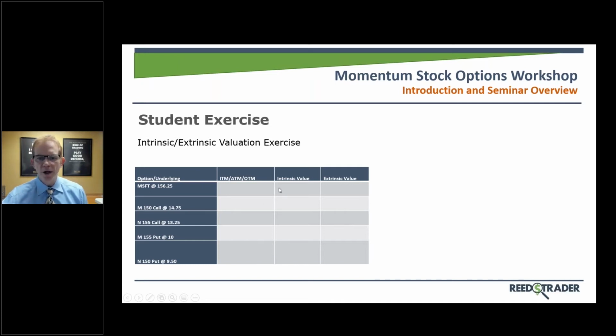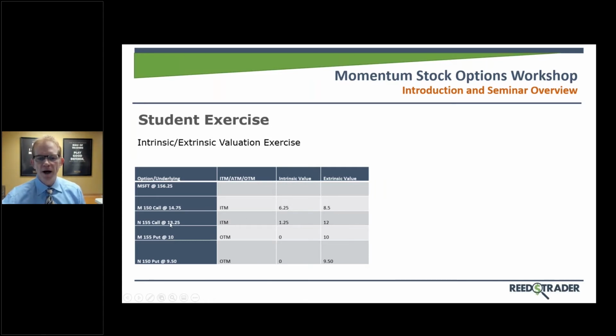Now, with intrinsic value, we look here, and the June 150 call has $6.25 of intrinsic value. We take Microsoft, subtract the strike price, and it's $6.25 in the money. That goes here for intrinsic value. And then extrinsic value is what remains. So 14.75 minus 6.25 is 8.50. Okay.